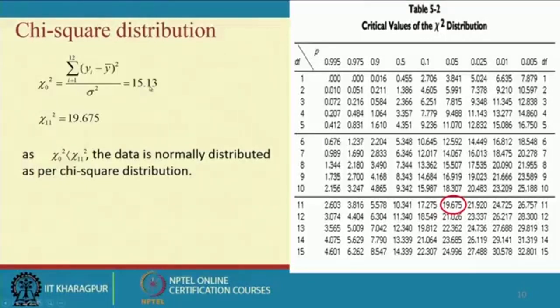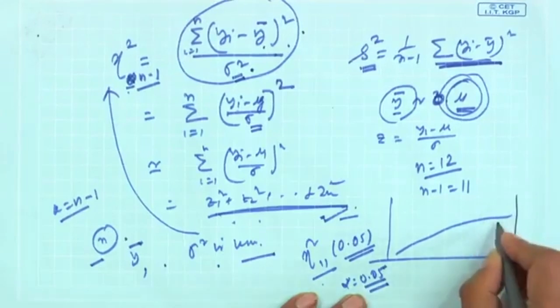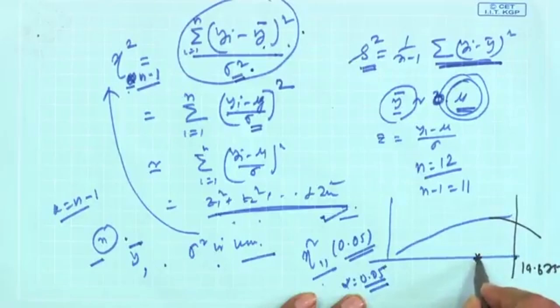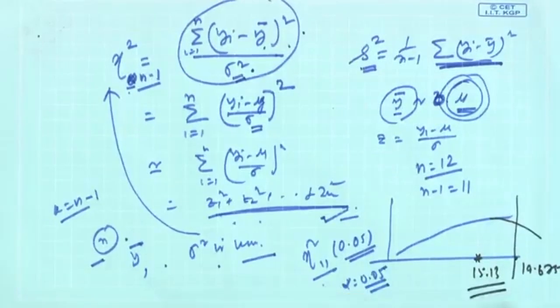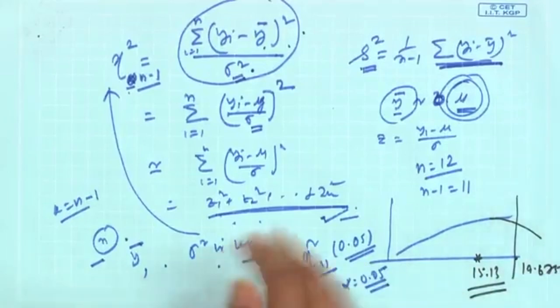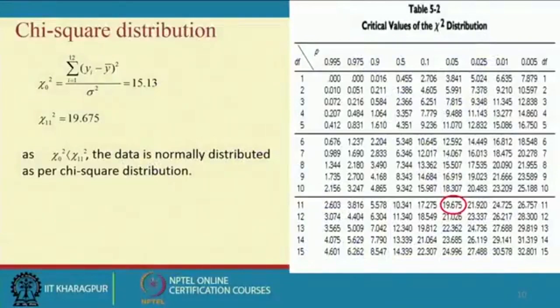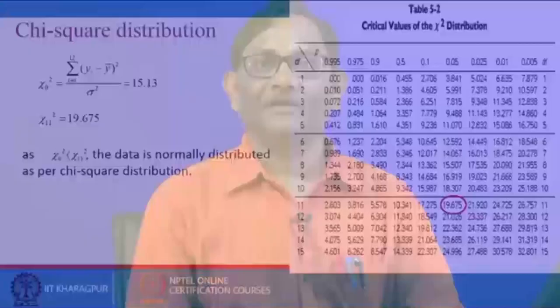So, it simply indicates that, suppose the threshold value here is 19.675, and the computed value is somewhere here, 15.13. So it is coming from a normal population. Okay. Although this requires a good deal of significance level and hypothesis testing knowledge, I intentionally kept it here so that you understand where to use chi square, when your statistics will be chi square. So that is the fundamental.